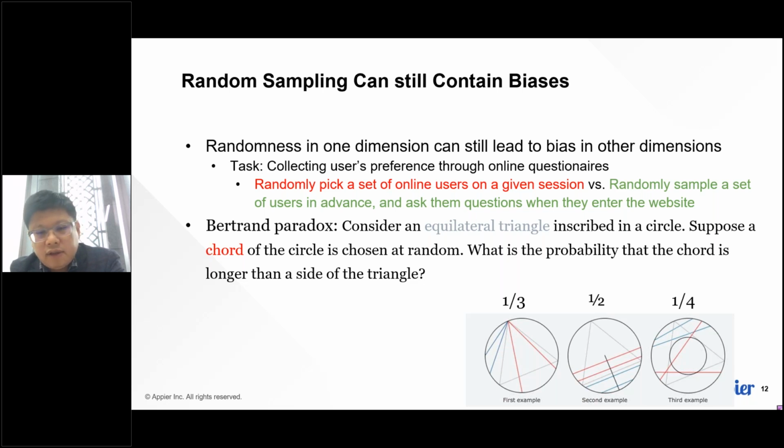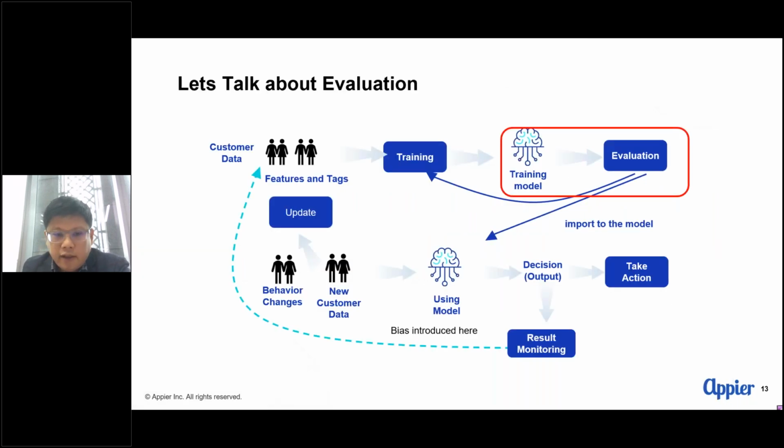People might have heard about the Bertrand paradox. It is a very famous one. It says: consider an equilateral triangle inscribed in a circle. Suppose a chord of the circle is chosen at random. What's the probability that this chord is longer than the side of the triangle? There are several different ways to define this random choice of a chord, and depending on which type of randomness is picked, we will obtain different answers, either 1/3 or 1/2 or 1/4, for this particular test. So this tells us we have to carefully define randomness in order to avoid unwanted bias in the model. Then let's talk about evaluation.